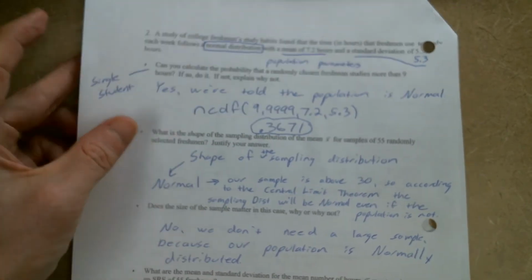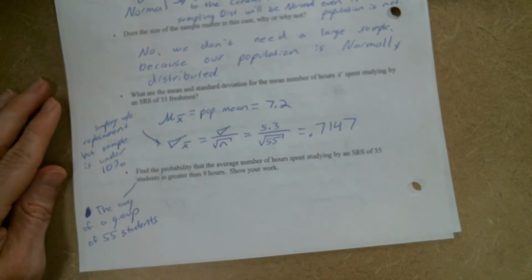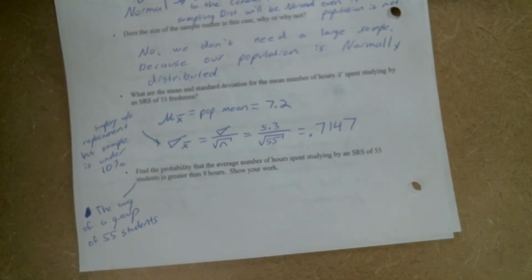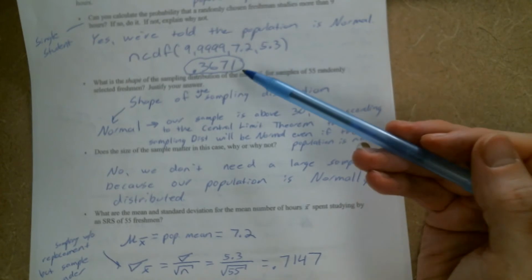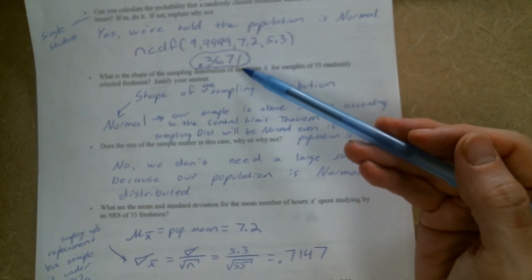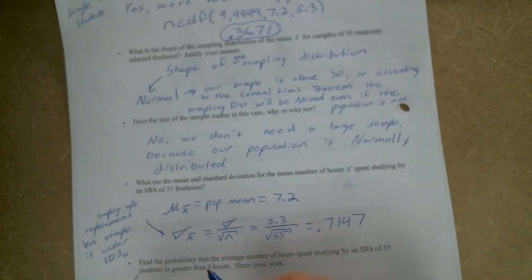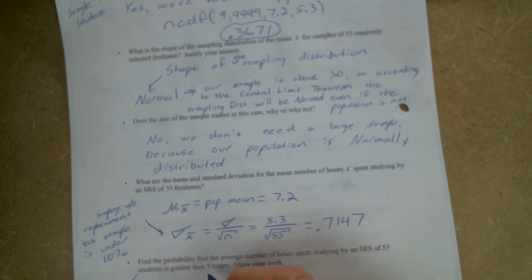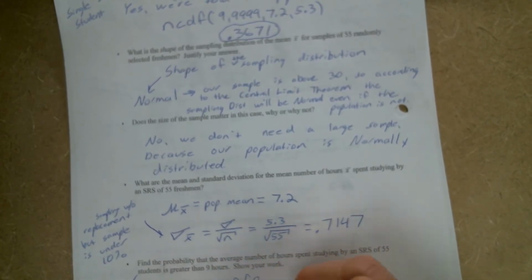When we take these 55 students and average their study time together, what are the chances that their average is above 9 hours? Again, it's going to be smaller. It's not strange to have one person that's studying that much. It's going to be much more unlikely to get 55 people that average out to above 9 hours.